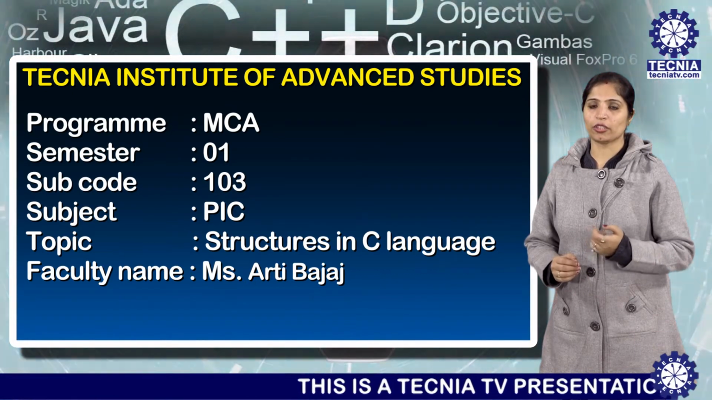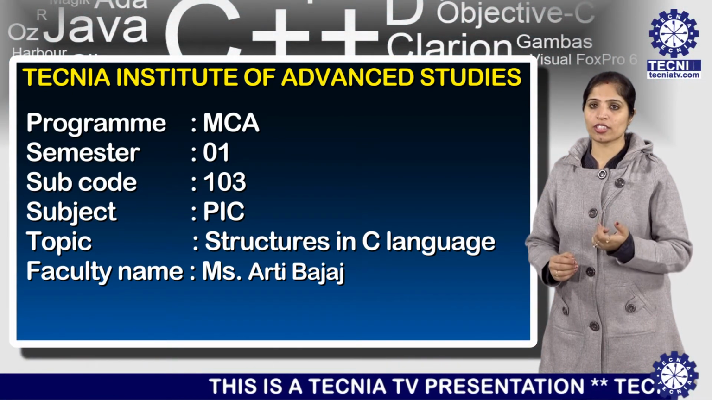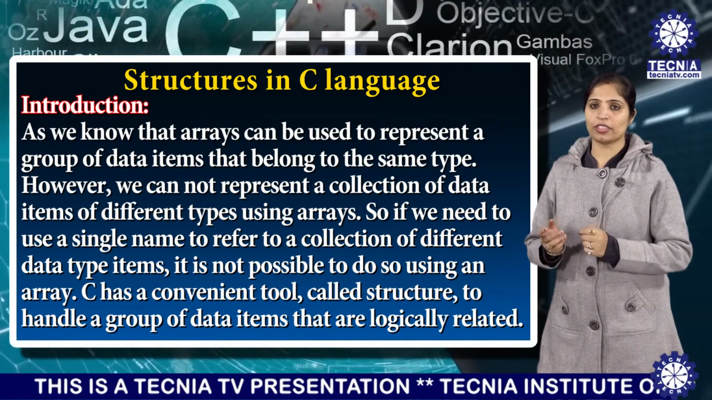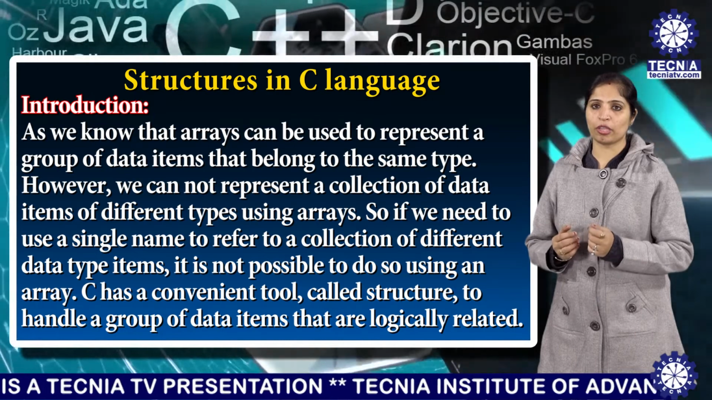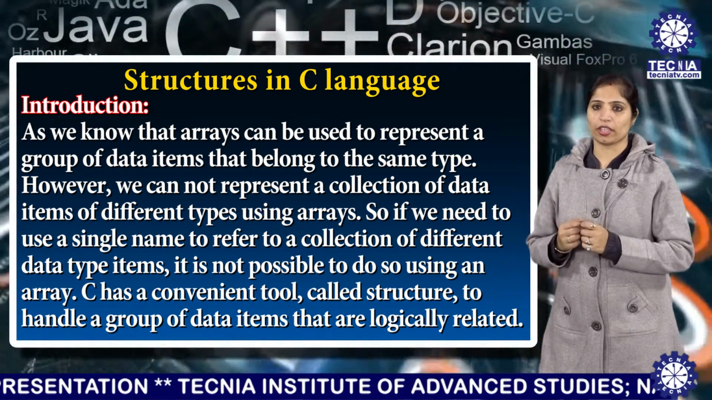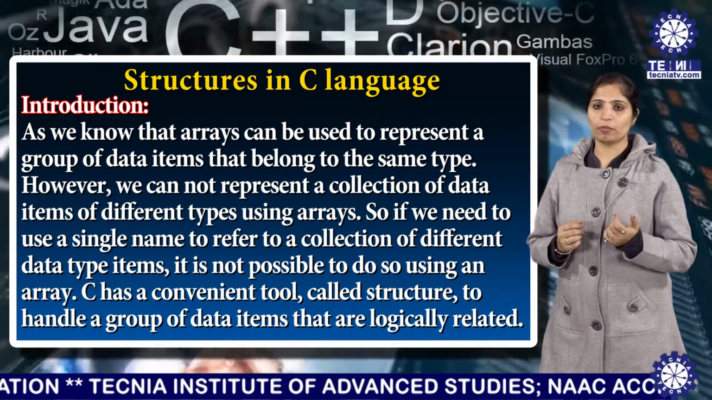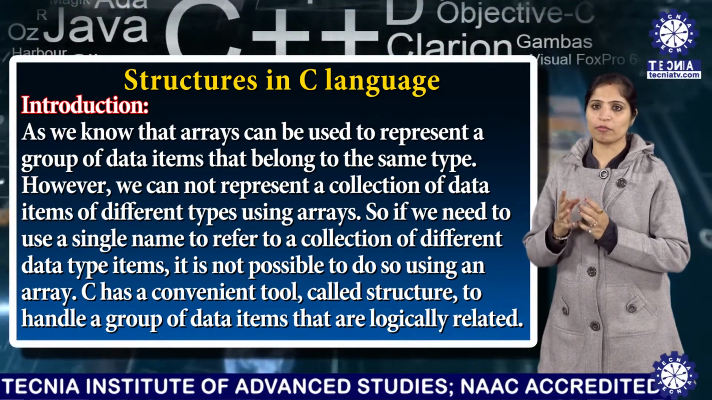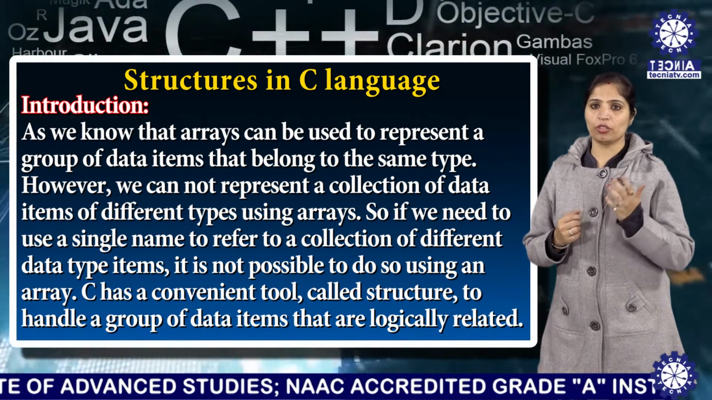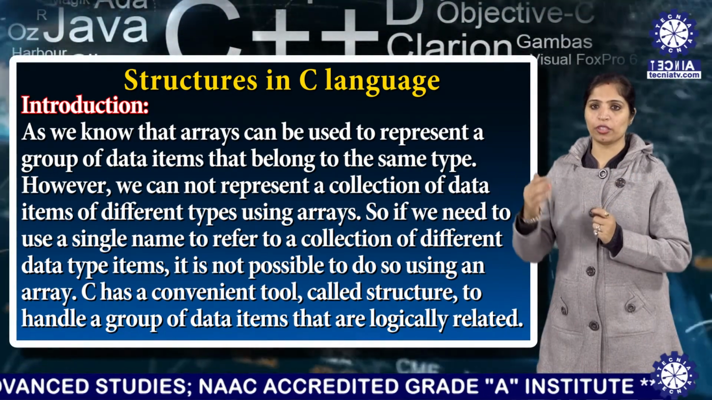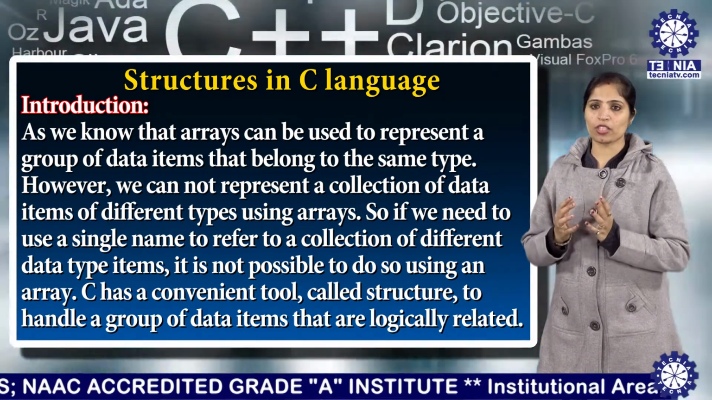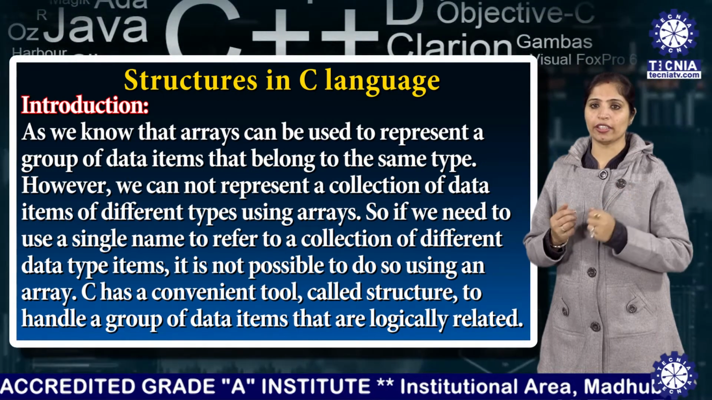Today, I am going to deliver a lecture on structures in C language. As we know, an array can be used to represent a group of data items that belong to the same type. However, we cannot represent a collection of data items of different types using an array. So, if we need to use a single name to refer to a collection of different data type items, it is not possible to do so using an array.